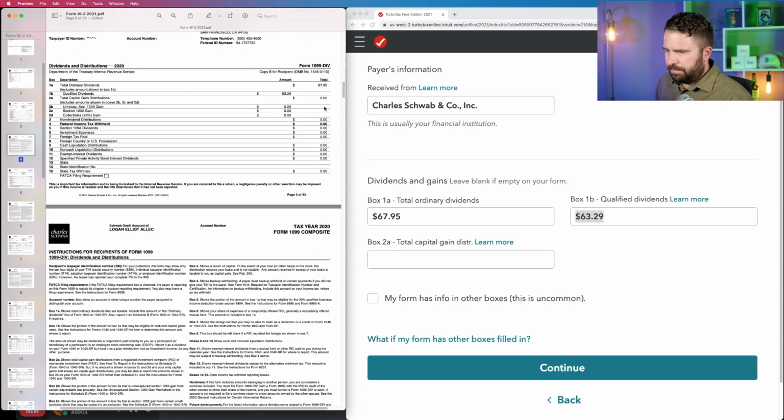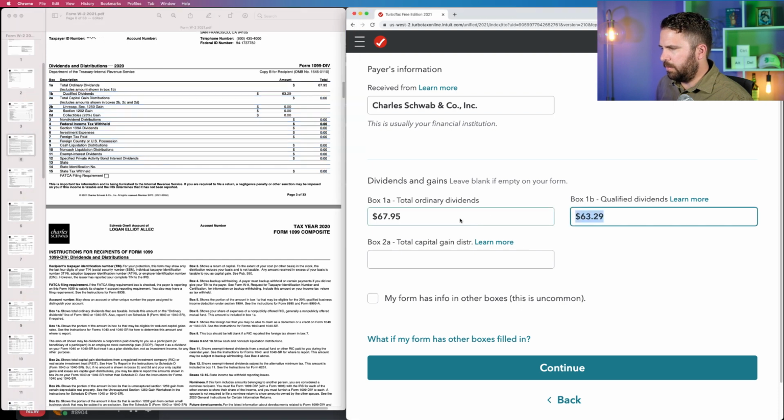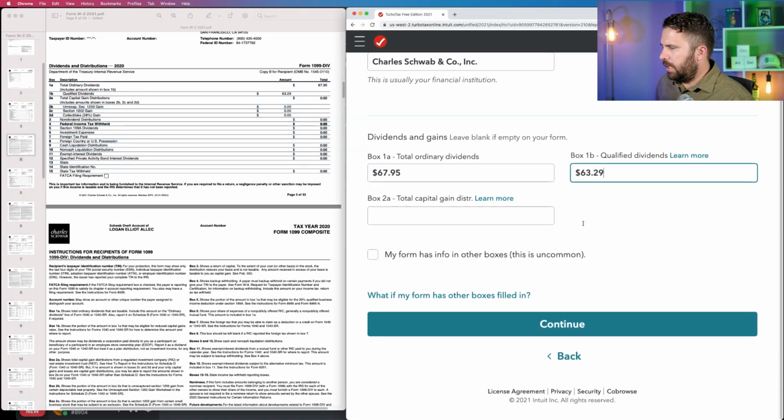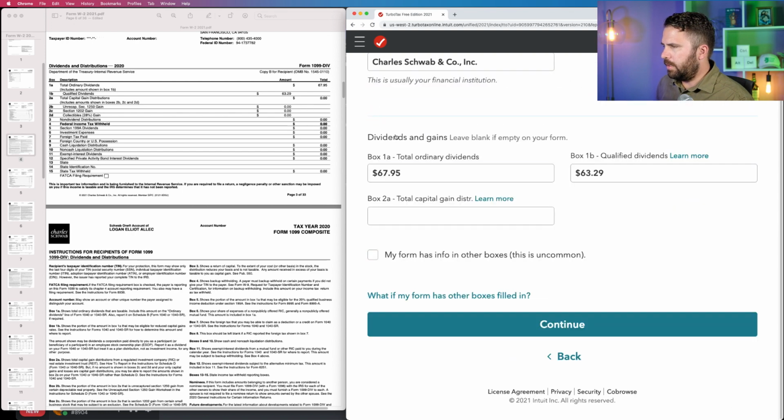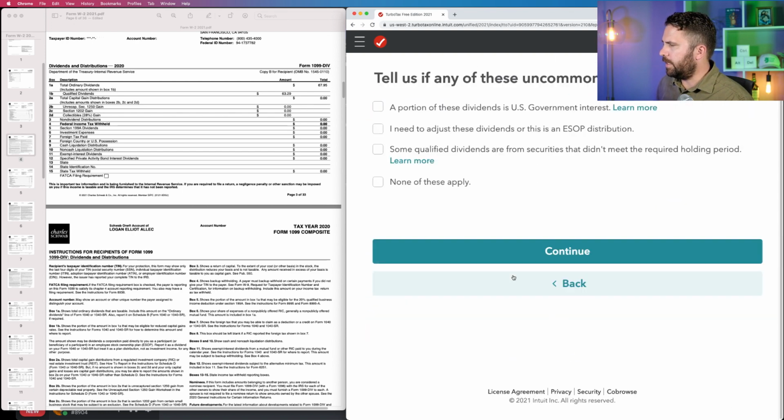But in this specific case, all the rest of the numbers on the 1099 are 0. So these are the only 2 numbers I have to input. I'm going to hit continue. Okay, so if you do have info in other boxes, you would probably check this and then input other amounts. But that doesn't apply here. All right, I'm going to hit continue.